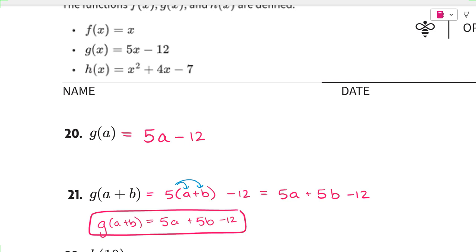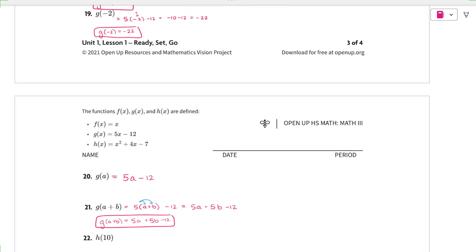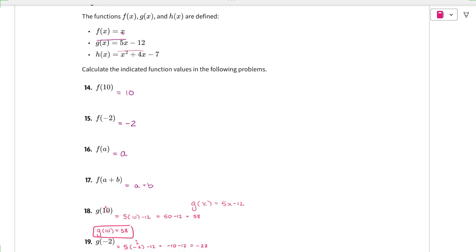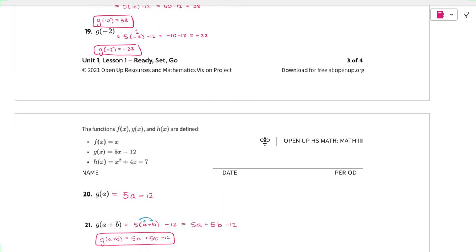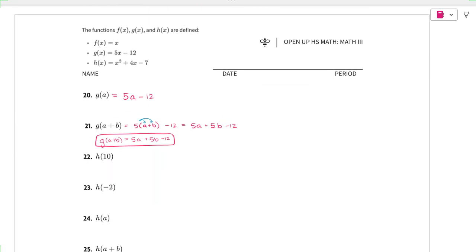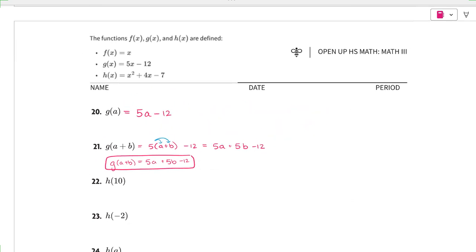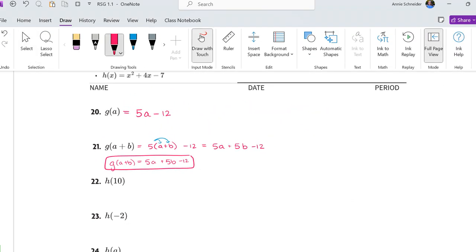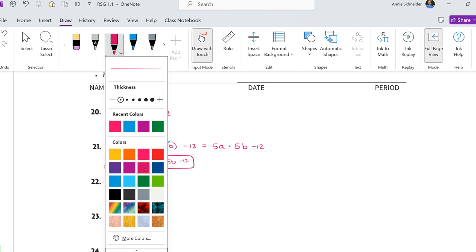And there's nothing really that indicated we had to distribute that 5. Let's reread the directions just to make sure. It says calculate the indicated function values in the following problem. So it didn't necessarily say which form to write our answer in, but it's good practice to expand our parentheses, so we'll do that. Okay, H, let's pick another color to go with.